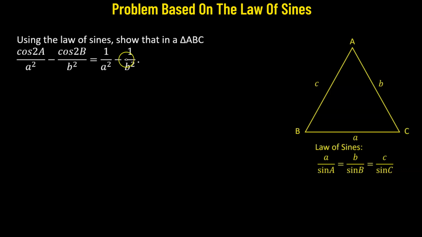Using the law of sines, we need to show that in a triangle ABC, cosine of 2A over A squared minus cosine of 2B over B squared equals 1 over A squared minus 1 over B squared. So let us define the law of sines first.